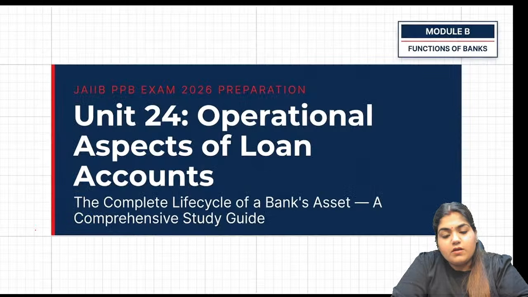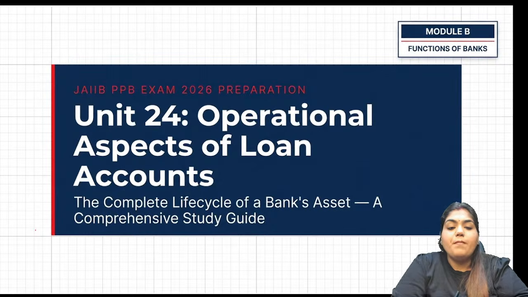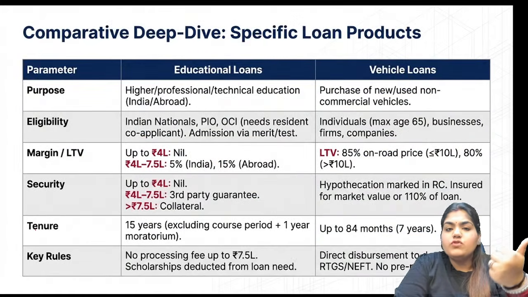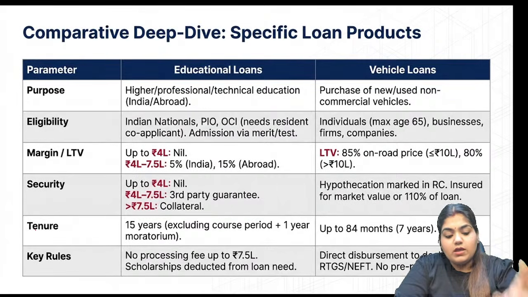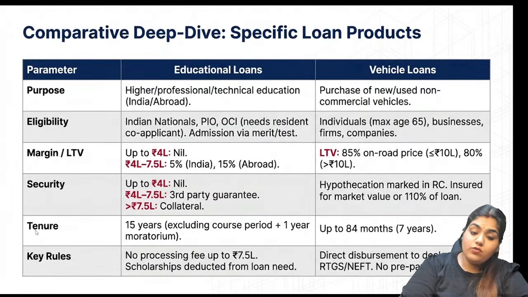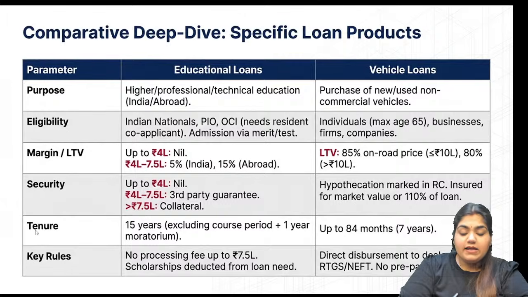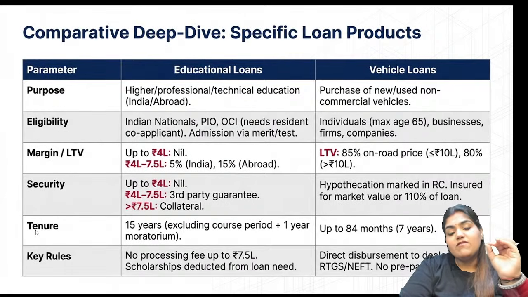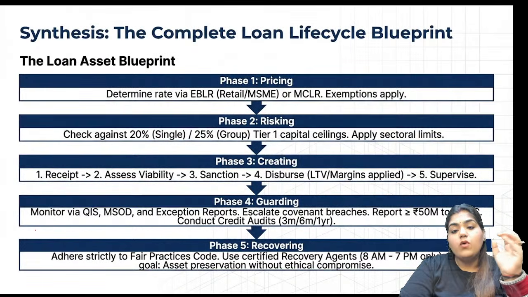Next. Now we have unit 24. The operational aspects of loan. In this unit we talked about the education loan, the vehicle loan. These are the percentages that you need to be aware about: when and what to pay, how to pay, what the LTVs are, what margin is kept, and how these are used. You need to read this slide, that is why I added this slide for you. Let's start with the MCQs. This slide is available in the PPT that I'm providing you. You have to go through this before attempting the MCQs yourself.